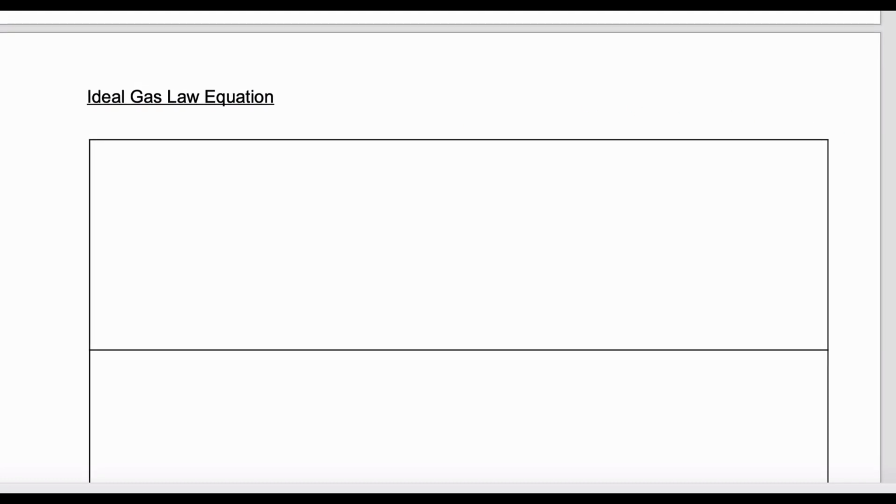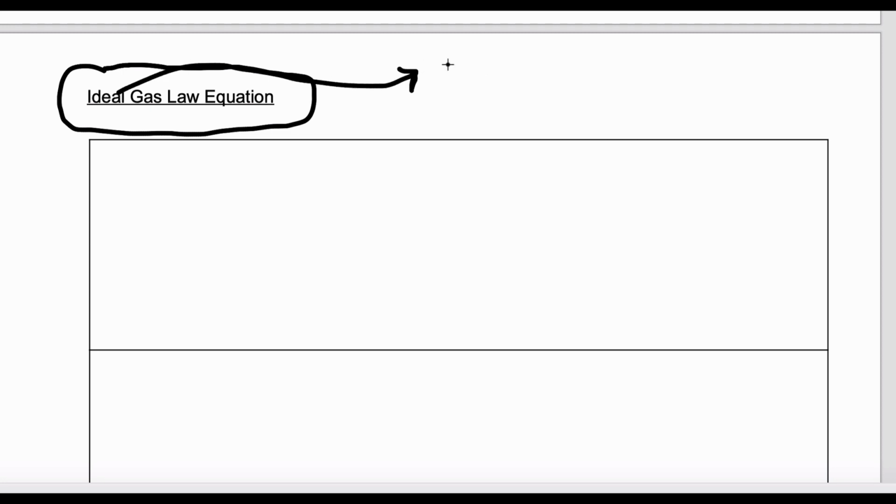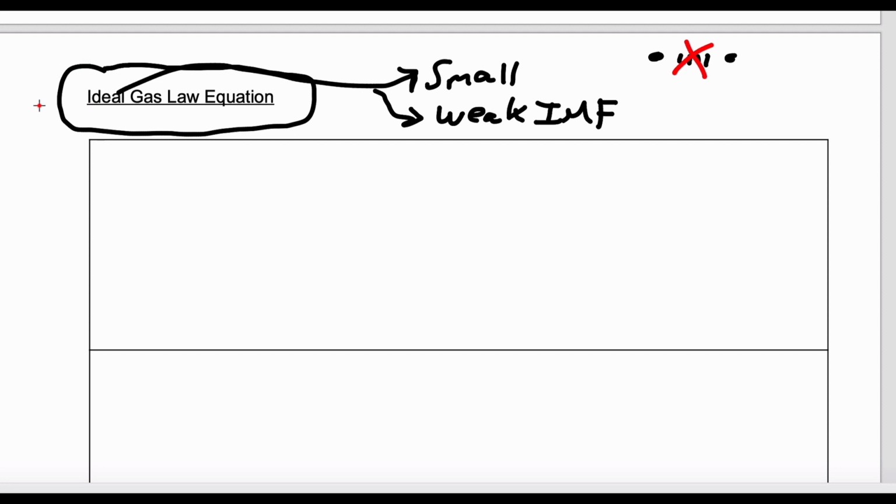Okay, and this is a very, very important equation, and this equation describes the behavior of what we call ideal gases. And an ideal gas is one that's small, and it's one that has really weak intermolecular forces. Okay, we want it to be small so it expands well, right? There's not a lot of gravity pressing down on the particles. And we want there to be weak intermolecular forces so that those particles are not attracted to one another. Remember, gas particles want to expand. That's what they want to do.